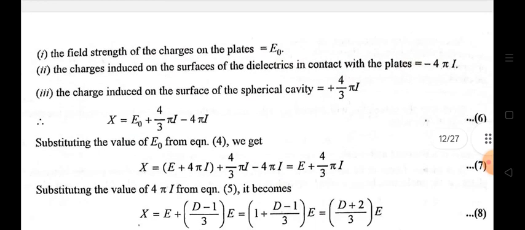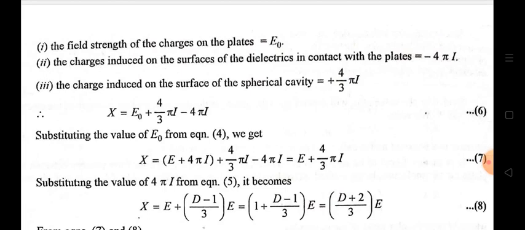First, the field strength of the charge on the plate is equal to E naught. Second is the charge induced on the surface of the dielectric in contact with the plate, that is equal to minus 4 pi I. Third is the charge induced on the surface of the spherical cavity, that is equal to plus 4 by 3 pi I. X is equal to E naught plus 4 by 3 pi I minus 4 pi I.